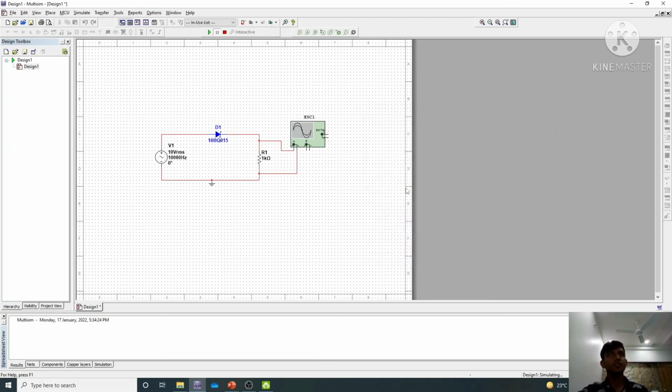So in this video, we saw the diodes and their applications. First, we saw a diode, then we saw LED, and at last we saw a Schottky diode. So these are the practical applications of a diode.